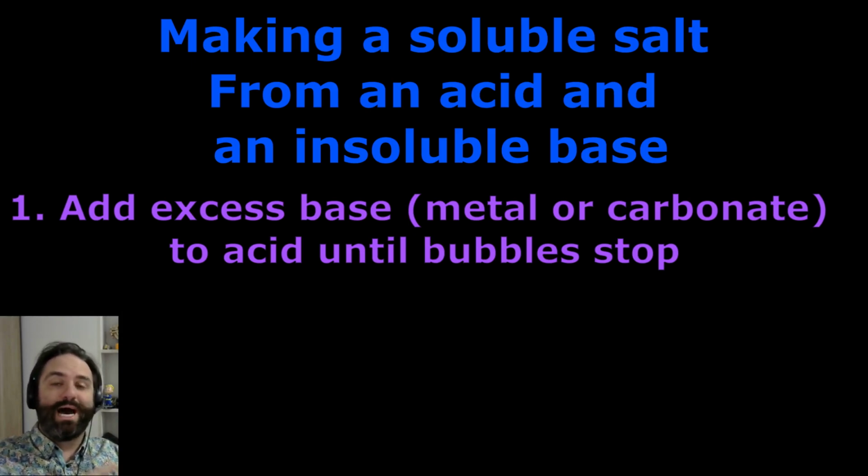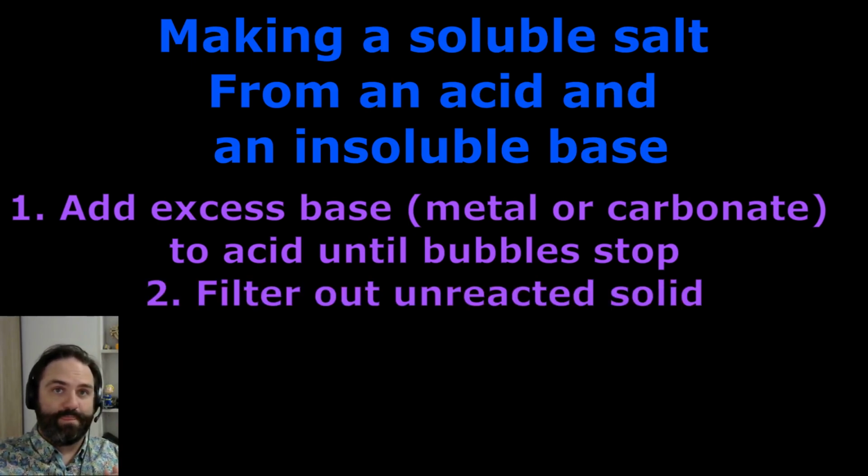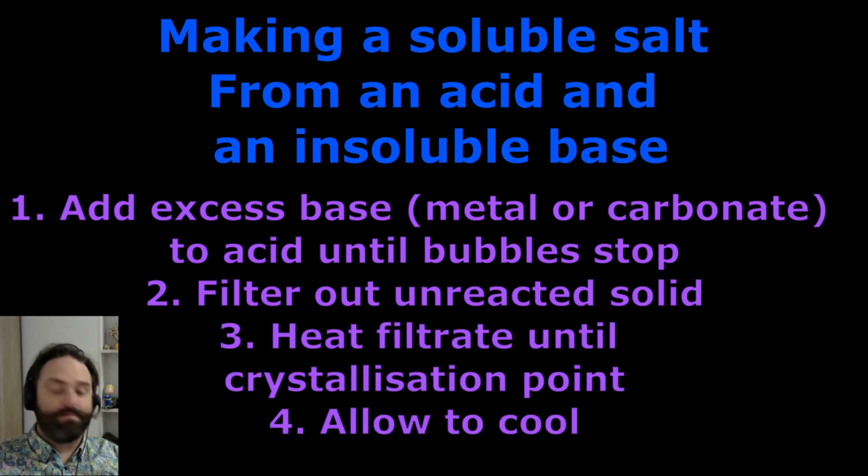So step one, add an excess of your metal or carbonate to acid until it stops reacting. Then you've got to get rid of that excess. So the next step is to filter. Filter to remove the unreacted carbonate or metal. Third step, you take the filtrate, that's the liquid, and you heat it up. Heat it up to crystallization point and allow it to cool. Same steps. So that is making a soluble salt, one that dissolves in water, from an insoluble base or metal and an acid.